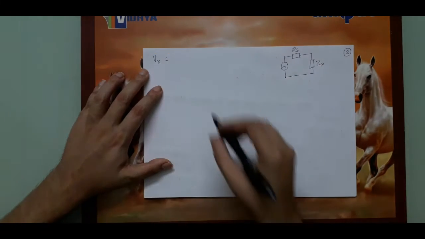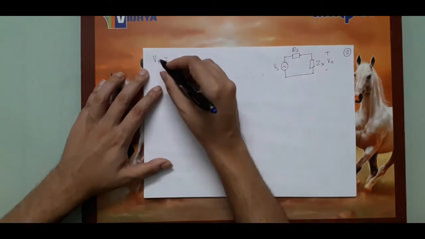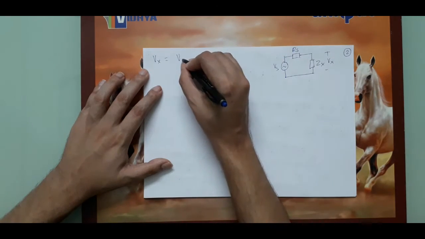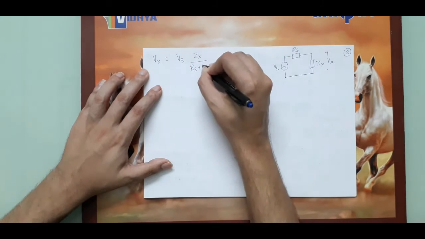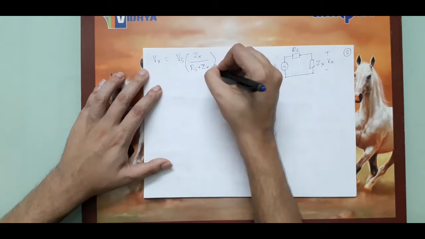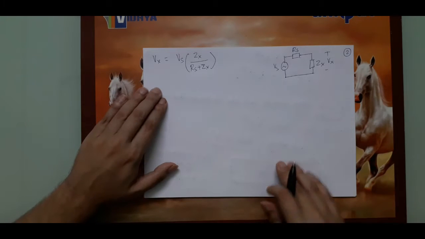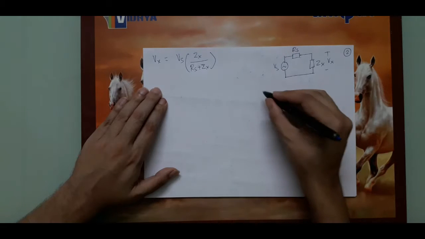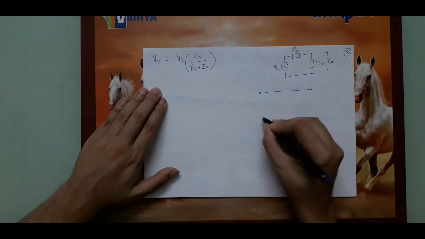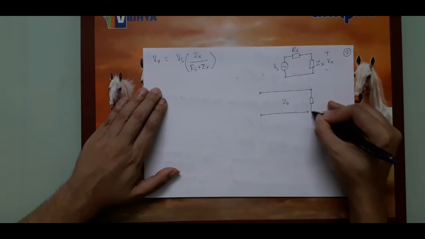So I can simply apply the voltage division formula and say that Vx is nothing but Vs times Zx divided by Rs plus Zx. So this is one easy way. Now if I don't consider the source, I just consider the line and the load connected at the end.